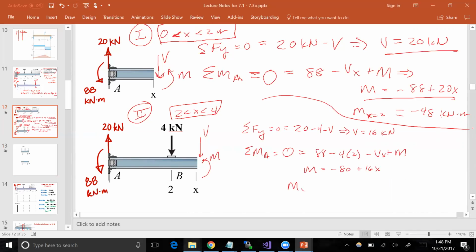And our check again is that the boundary between region 1 and 2 should be the same. M is going to equal, if you plug that in, minus 80 plus 32. Well, that's also minus 48. Right? But now there's another boundary coming up at X equals 4. Let's just do a sanity check there. When X equals 4, M is going to be minus 16 kilonewton meters.